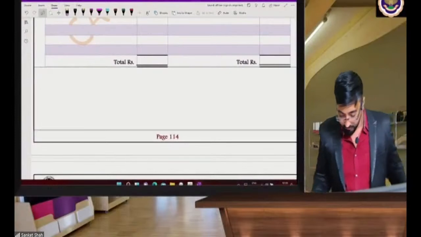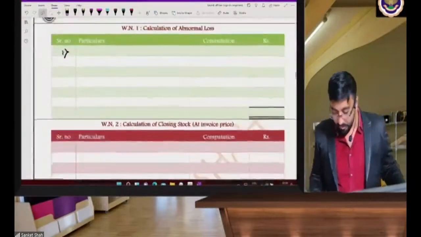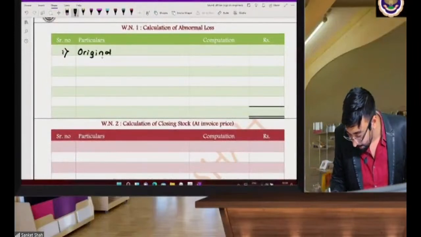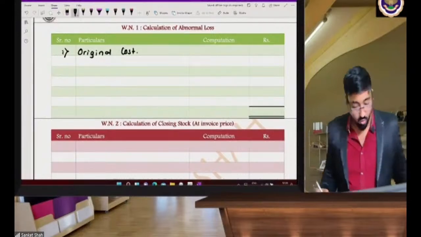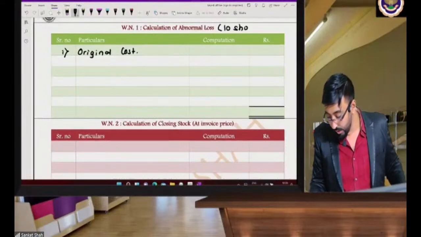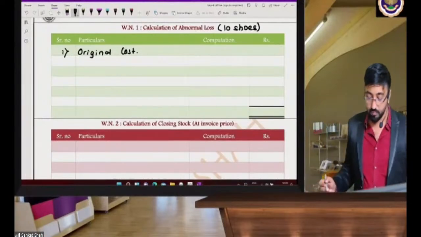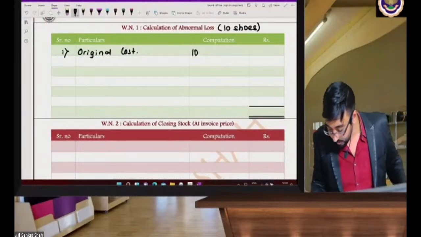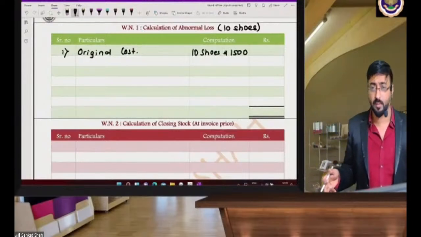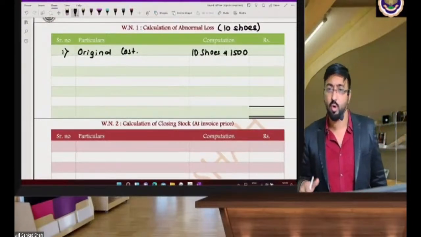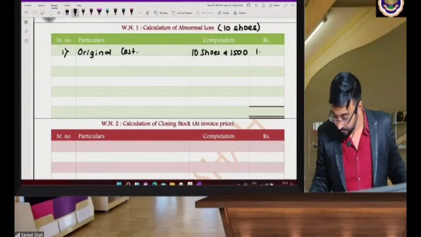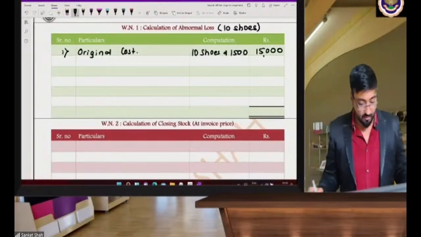So, beta, serial number, particulars, computation, rupees over. I will write original cost. How many shoes you damaged? So you can write in the bracket 10 shoes. Original cost 10 shoes into 1,500. Don't record it at loading. So your loss is not 2,000. Your loss, whatever you paid out of your pocket, is your loss. So it is 1,500.